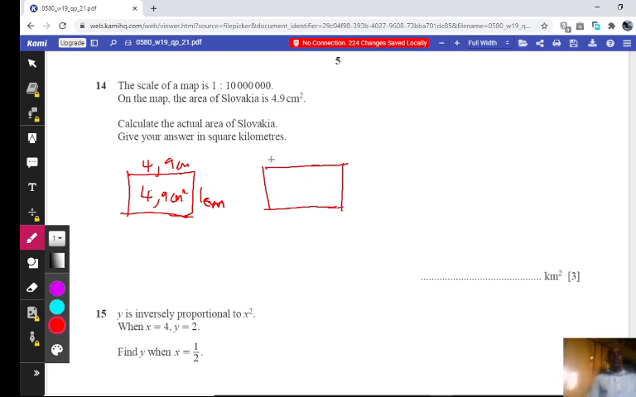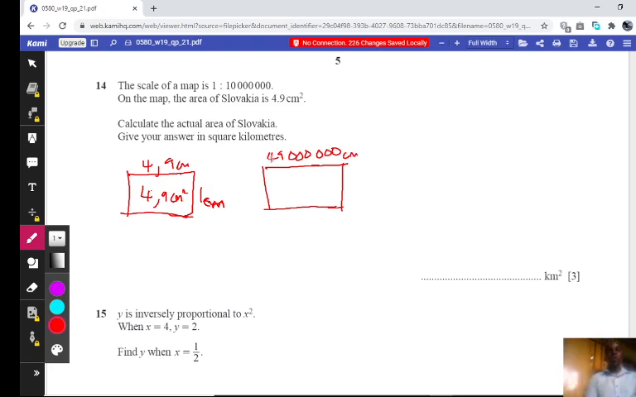This rectangle, you have to convert this 4.9 now to be the actual area. But this one is 4.9 centimeters and 1 centimeter to be the actual length. But these are lengths on the map. So how do you convert 4.9? You multiply by 10 million. So 4.9 times 10 million, you get 49 million. So this will be 49 million centimeters actual.